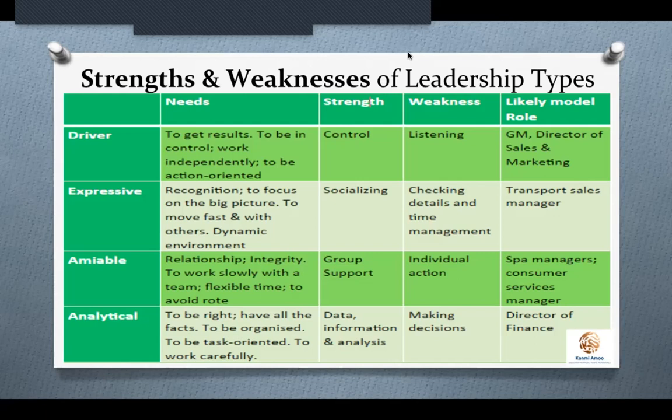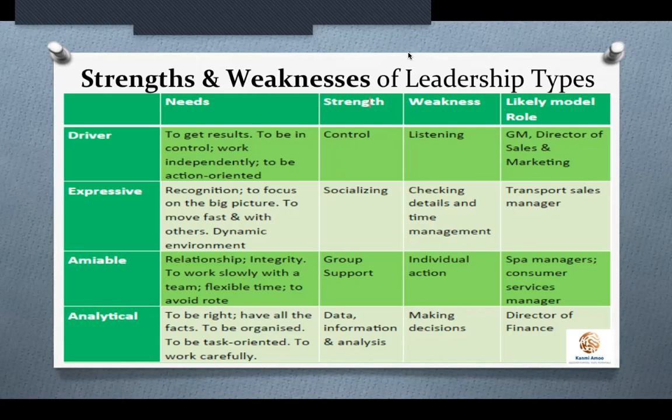What are the needs of the expressive? The expressive person likes recognition. They want to be focused on the big picture, not on the mundane. They are not all about grappling with the nitty gritty, and that's why they are, in most cases, highly strategic. They come up with lofty ideas and all that. They may not be great executors. That's one thing, so you must understand that. Even though you can outgrow these weaknesses, they like to move very fast with others, and they like dynamic environments, environments that are top notch and exciting.